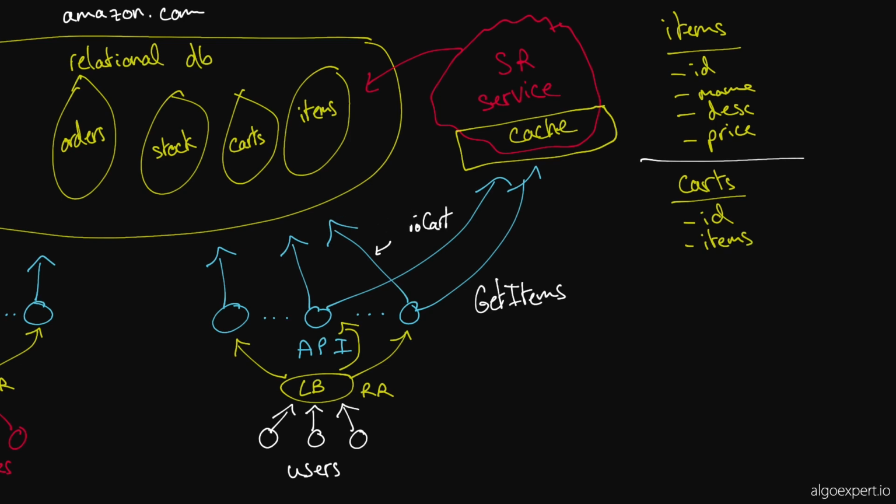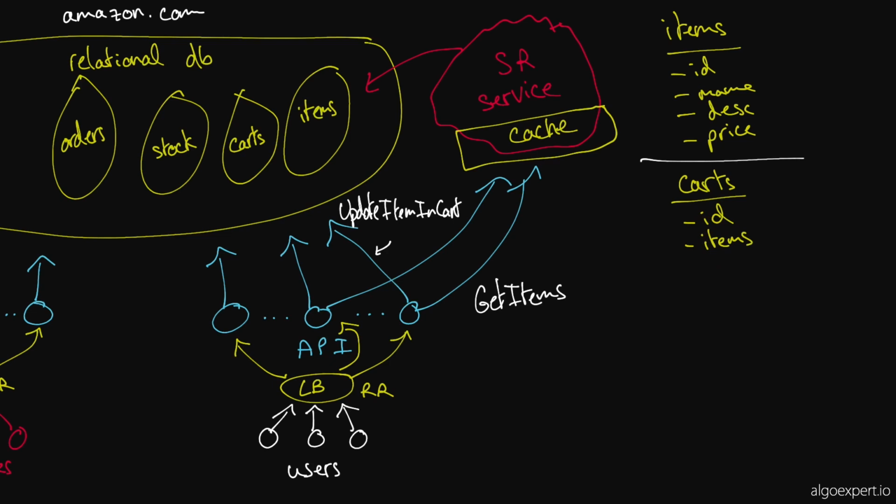So let me erase that. We'll put update item in cart. It takes in an item ID and a quantity, and it writes to the carts table. So this is going to be our carts table for now. I don't think we need to add anything fancier immediately.